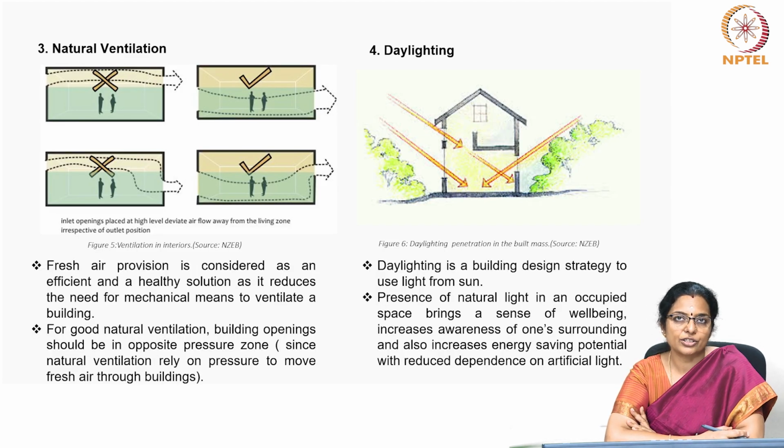Third is natural ventilation. Fresh air provision is considered as an efficient and healthy solution as it reduces the need for mechanical means to ventilate a building. For good natural ventilation, building openings should be in opposite pressure zone, since natural ventilation relies on pressure to move fresh air through the building.